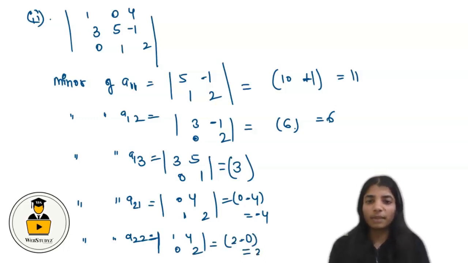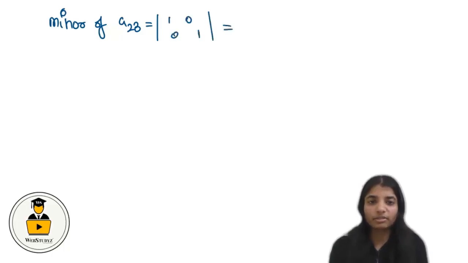Now the minor of A23. Cancel the row and column in which A23 lies. Now write the remaining in the form of determinant. That becomes equals to 1, 0 and 0, 1. So this becomes equals to 1 multiplied by 1 is 1, minus 0 multiplied by 0 is 0. So minor is 1.